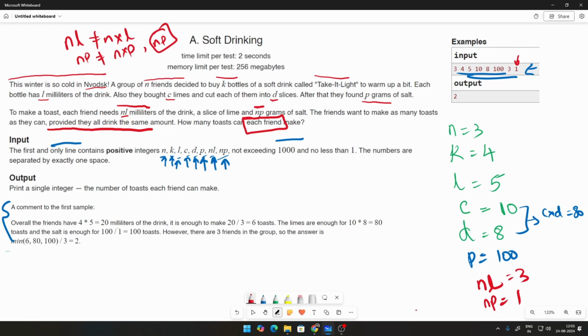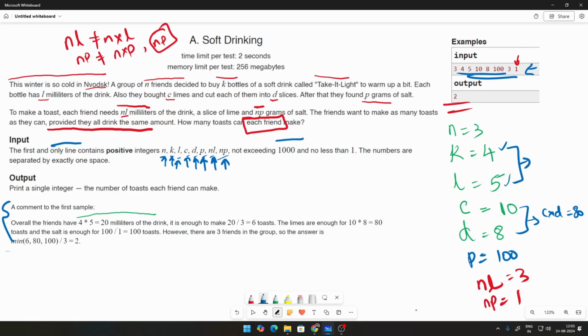Now, how do we get this particular answer from all of this over here? First, let us go and read through this comment so that it's a lot easier for me to explain. We have to first find out how many milliliters of the drink exist. That will be given by this particular value, the number of bottles and the number of ml per bottle.